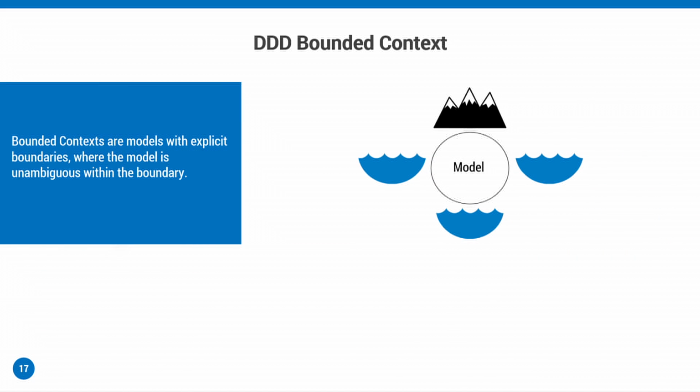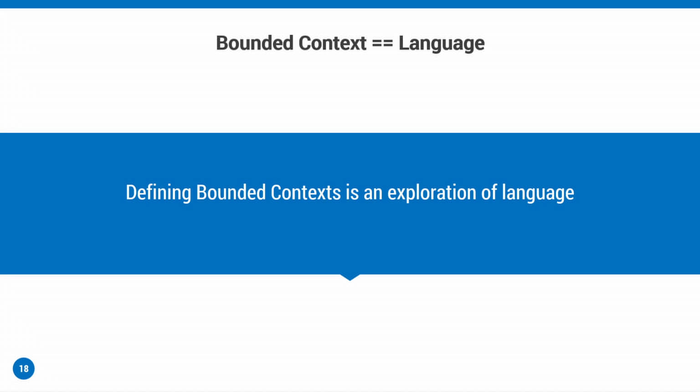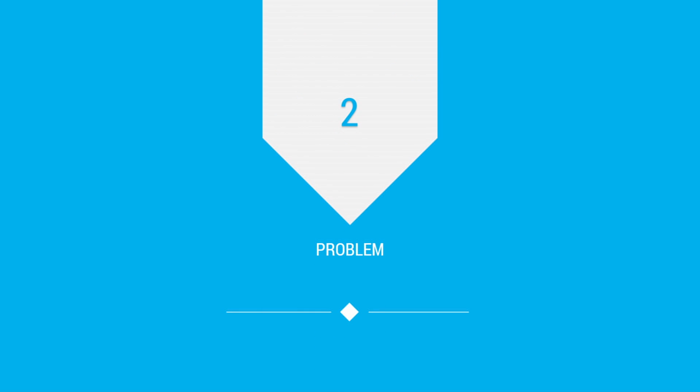So let's kind of bring this all together. So a domain-driven design bounded context is really models with explicit boundaries around them, where the model is unambiguous inside that boundary. Bounded context is the exploration of language as we use it with our business partners and as we design our objects, as we design our applications. All right. That was a lot to talk about two words, bounded context.